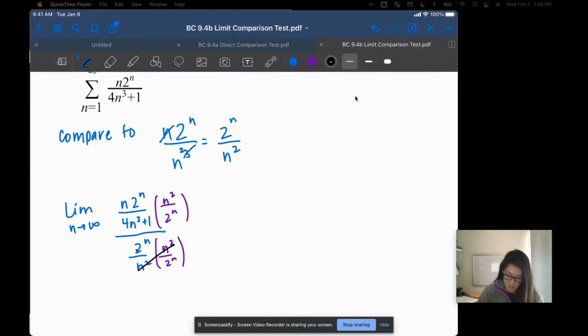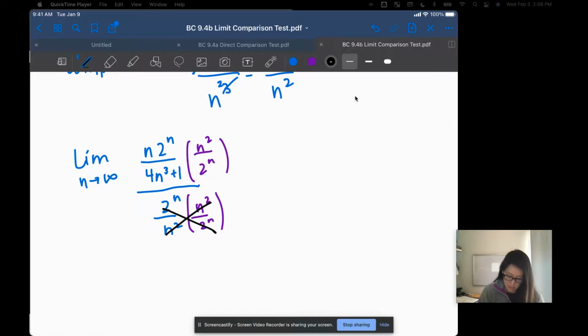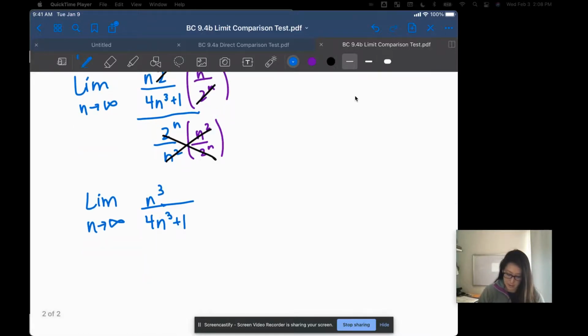Okay, and I see that the 2 to the n will cancel, and that leaves me with the limit as n approaches infinity of n times n squared, which is n cubed, over 4n cubed plus 1. Look, it's a same-degree situation. So I divide the coefficients to give me 1/4. 1/4 is finite and positive.